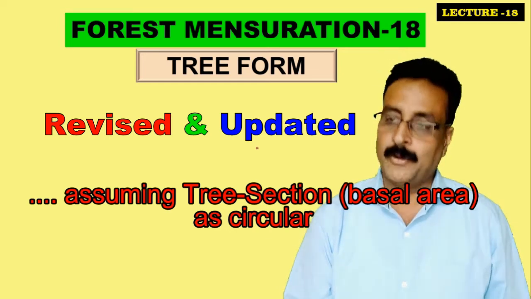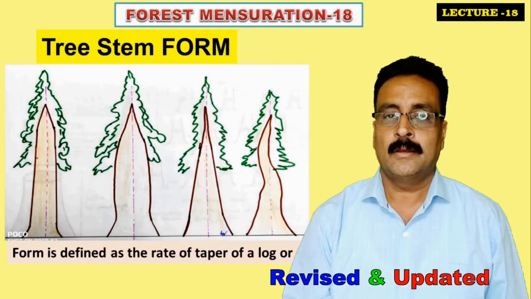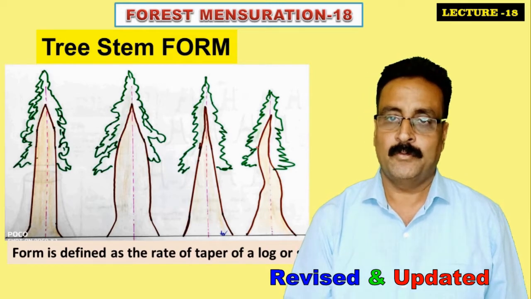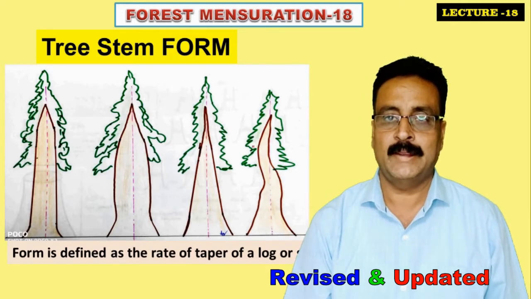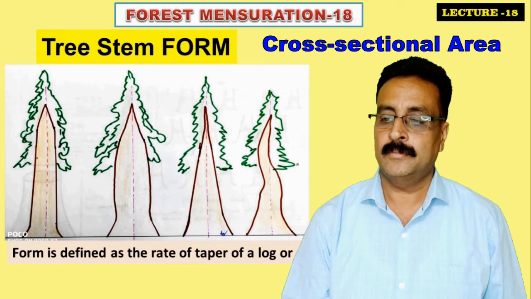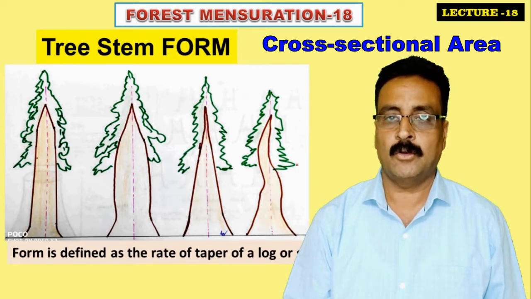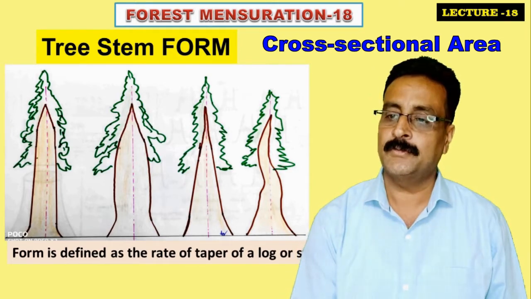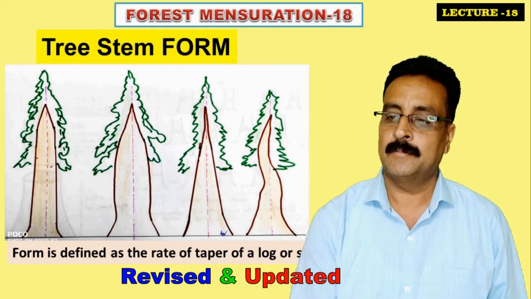So tree form factor, we can also say tree stem form. What is the form? It is a stem profile. Tree stem form is defined as the rate of taper of a log or a stem. So we see here different types of forms. They are a bit cylindrical.